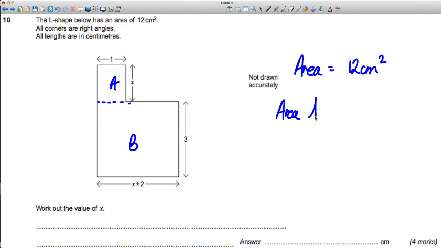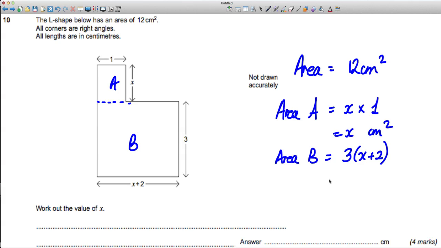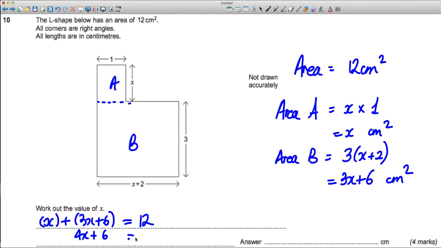I would say that the area of A must be x multiplied by 1, which is simply x centimeters squared, right? And the area of B, well, that must be this length times this length. And this length is x plus 2, and this length is 3. So it would be 3 multiplied by x plus 2, which if we expand out is 3x plus 6 centimeters squared. So we know if we add A and B, they must add to 12. Therefore, x plus 3x plus 6 must equal 12. There's our equation. Combining x's, we must have 4x plus 6 is equal to 12.